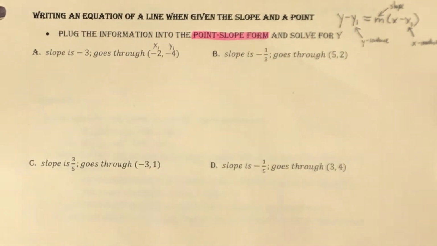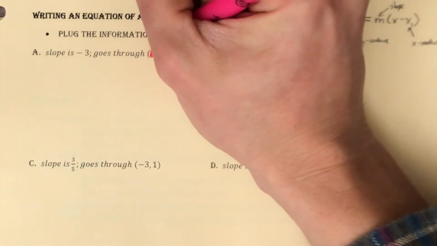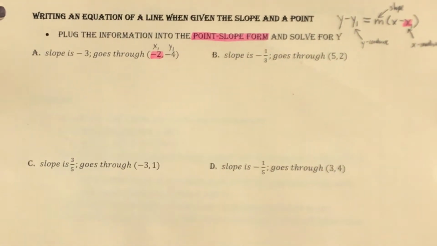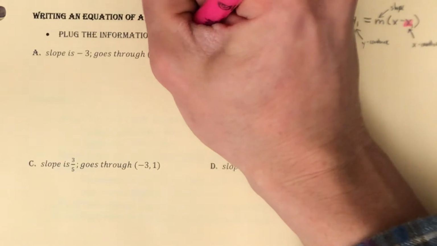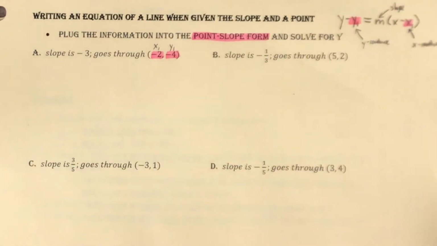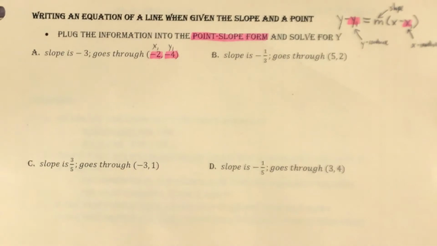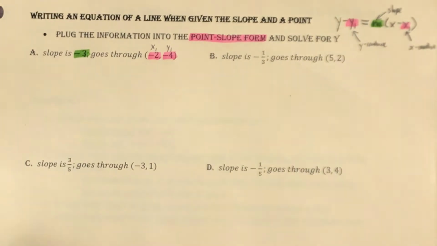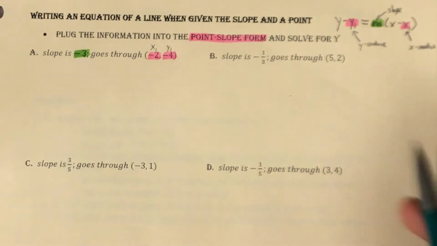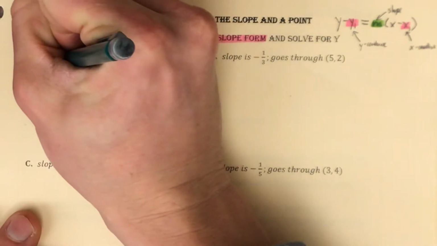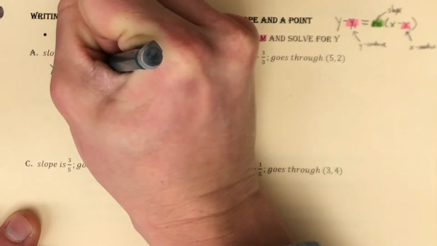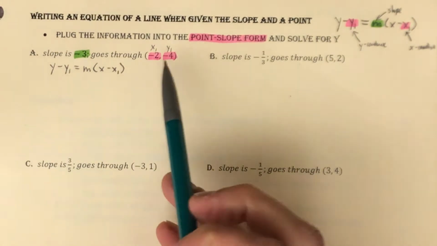So when I look at that, my -2 is going to go in to my x1 here. Then my -4 is going to go in for my y1. Then I'm going to take my slope and plug that information in for the m. So that -3 is going to go in place of the m. So again, I'm going to write my point-slope form up here and we'll simplify it from there. So y minus y1 equals m times x minus x1. And again, reminder where each thing goes.